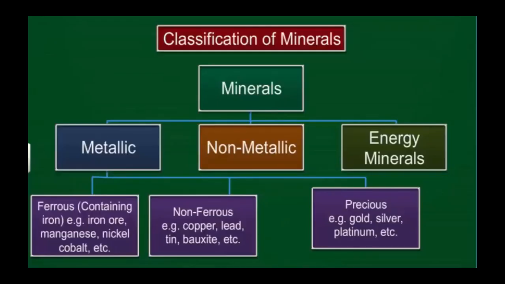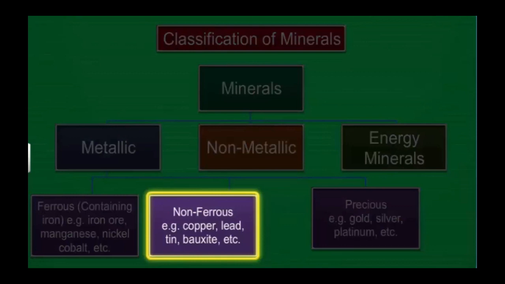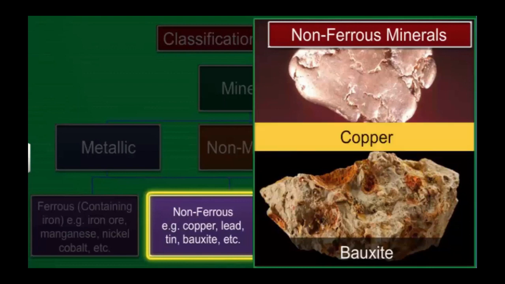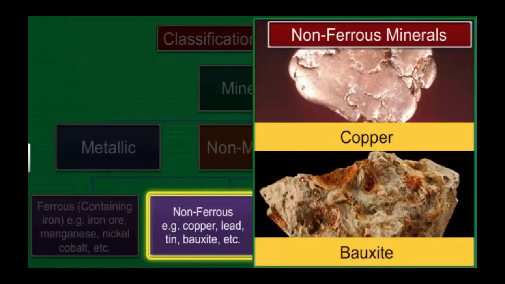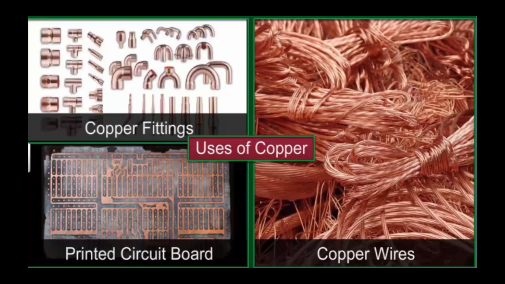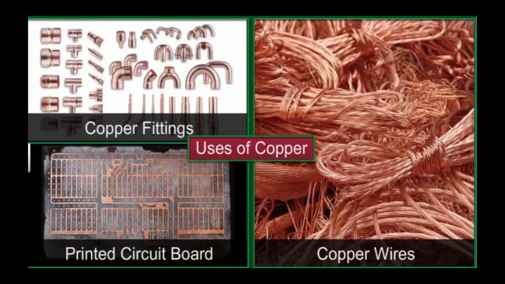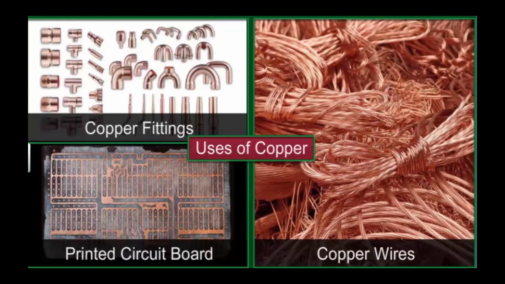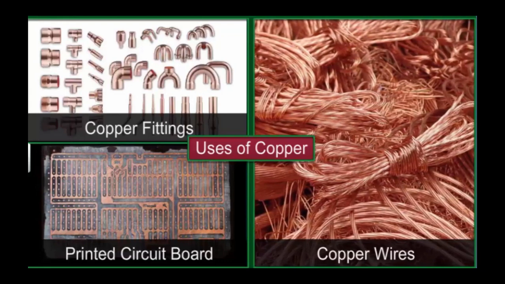Let us now move on to non-ferrous minerals. The reserves of non-ferrous minerals in India are not as abundant as those of ferrous minerals. Copper and bauxite are two important non-ferrous minerals mined in India. Being highly malleable, ductile, and an excellent conductor of heat and electricity, copper finds many applications.